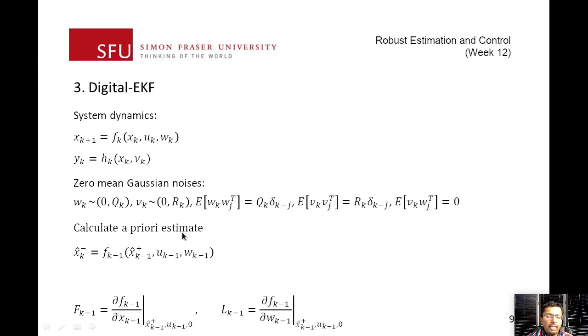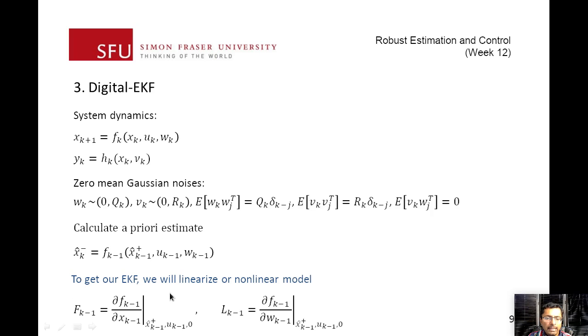To calculate the a priori estimate before we do anything with the Kalman filter, we use the nonlinear model. Again, what I've done is instead of k plus 1, all of it is reduced to k, so k becomes k minus 1 and so on. Nonetheless, this is the same model. Here w_k would be assumed to be 0.